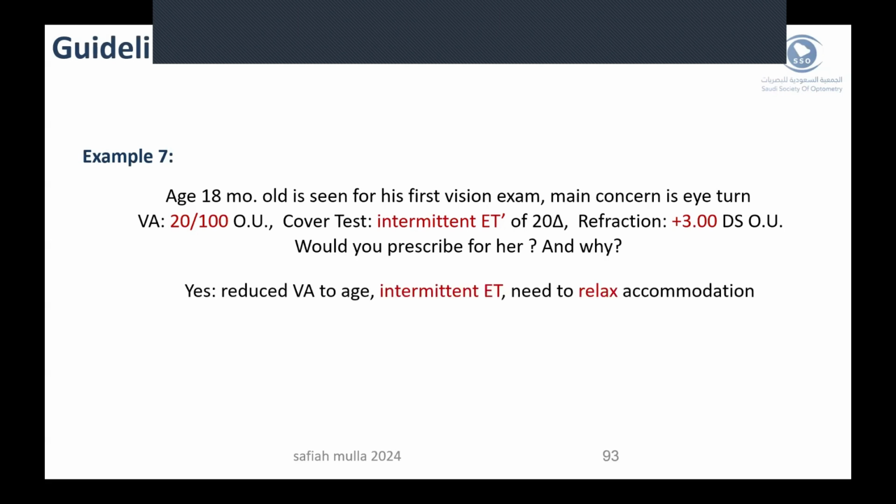So, yes, reduced visual acuity for age. According to her, she has 20/100. At that age, they're supposed to be 20/50 or 20/60. She has an intermittent esotropia, so we need to relax that accommodation. So the management is going to be a full cyclo. We give her maximum plus for best visual acuity, and then we monitor her. We want that esotropia to be relaxed, so we give her maximum plus for best visual acuity.